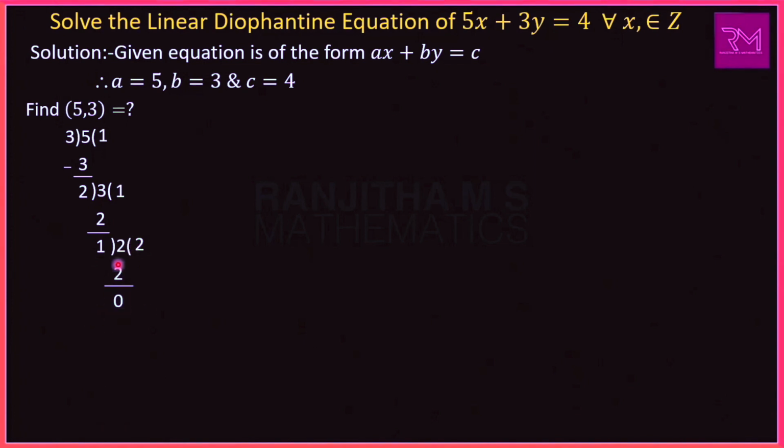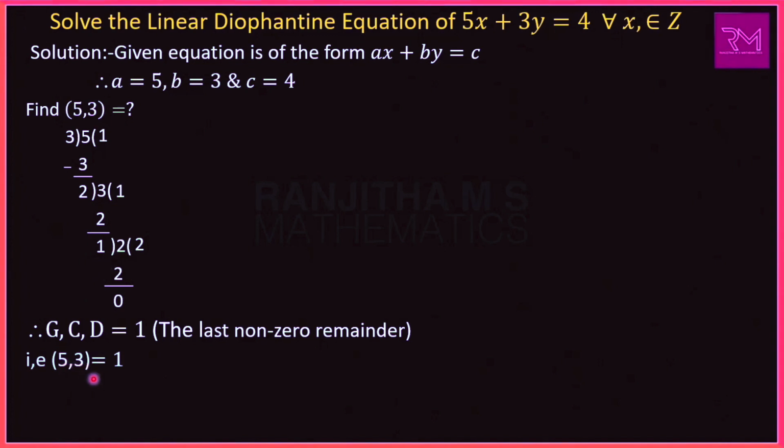Next step we have to find the GCD. The GCD is nothing but the last non-zero remainder in the division. Here we have to stop this division method when we get a remainder of 0. So the one previous to this is the last non-zero remainder. Therefore we can conclude that GCD is equal to 1, because this is the last non-zero remainder. Hence the GCD of 5 and 3 is 1. This procedure of finding the GCD value is completed.